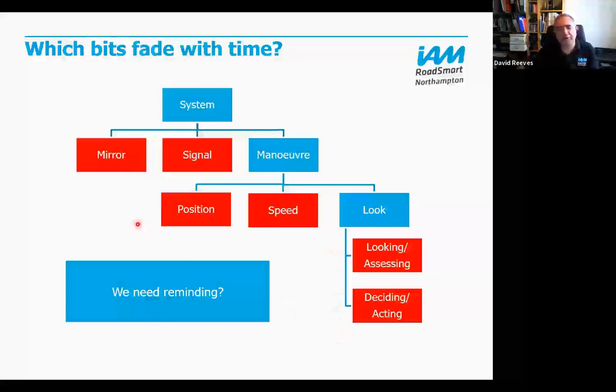So here's my question. If you didn't have anybody to remind you, so you've done all this, you've had your 40, 50 odd hours driving instruction, you pass your test, and then a few years in, which bits are going to fade? Which bits are going to fade if there's nobody to remind you? So, system. Well, you might not consider it as a system because that's just how you drive. Doesn't really matter too much.